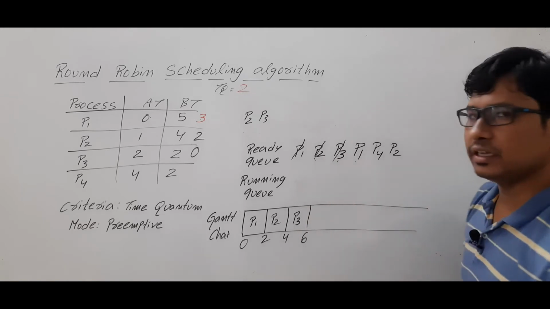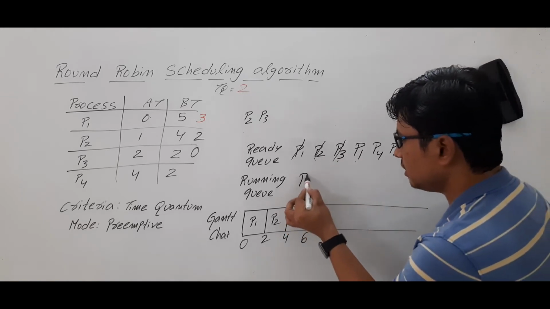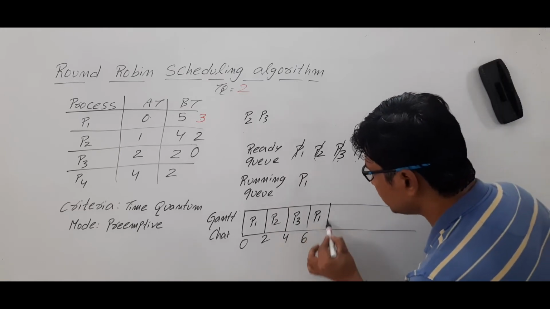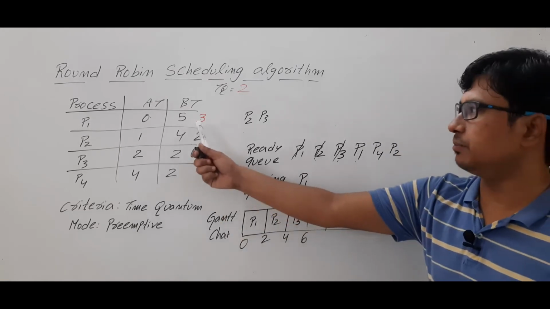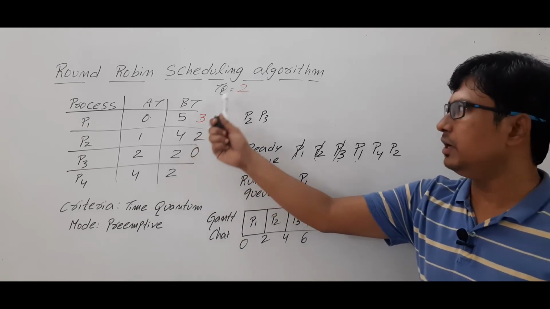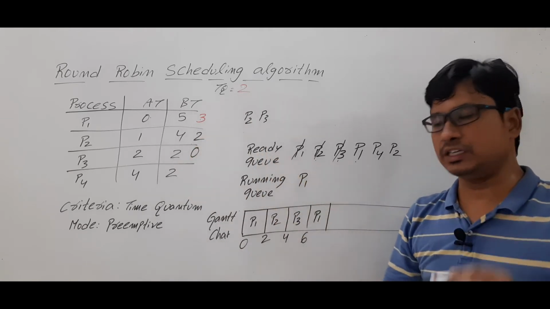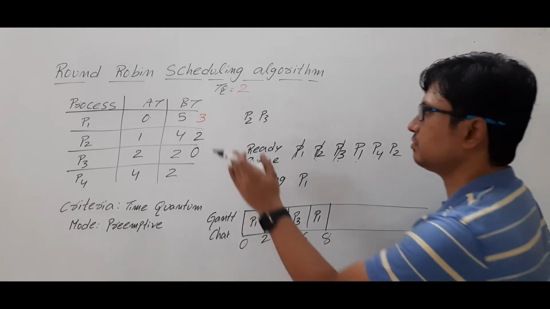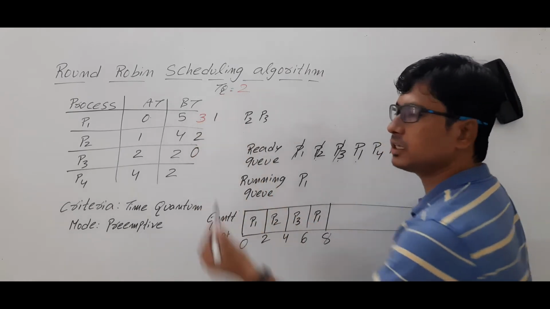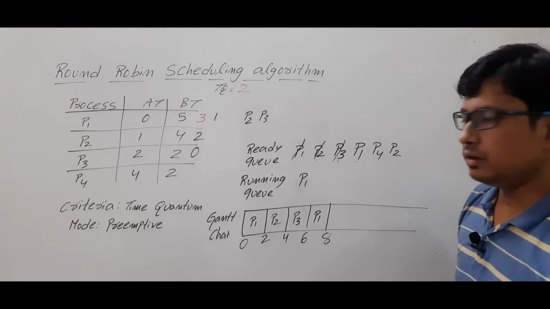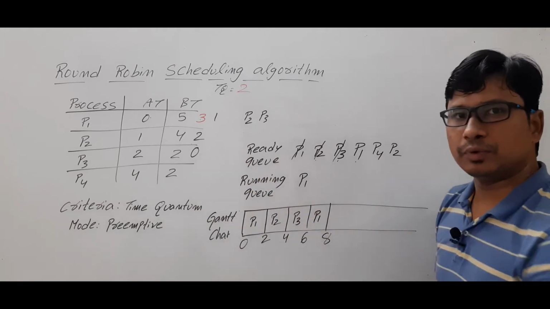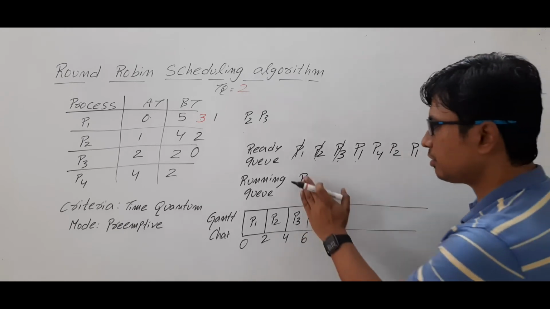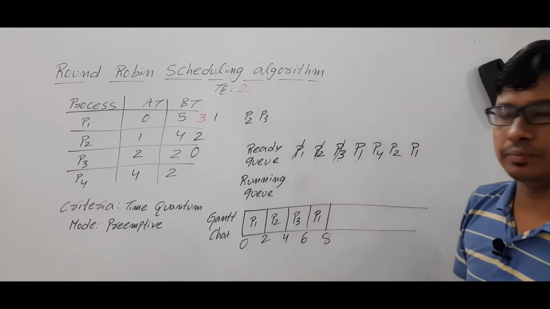Now P1 is there, we will keep it in the running queue. Okay, now how many units of time will we run it? For 2 units of time, because it needs 3 units of time, but the time quantum is specified as 2 units of time, so P1 will run for another 2 units of time, so its remaining burst time is only 1 unit. Okay, by the time no other process came, so we will move processor P1 again from the running queue to the ready queue.